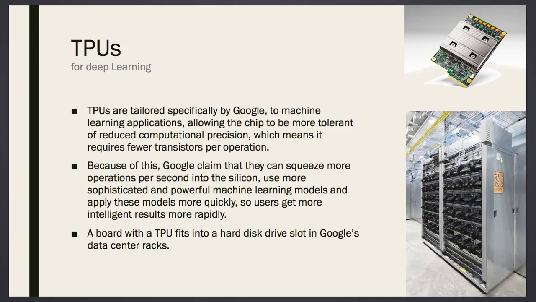So TPUs required fewer transistors per operation, which made them more efficient devices in power and computation. That's why Google claimed that they can sequence more operations per second into a silicon, use more sophisticated and more powerful machine learning models, and do them more quickly using less power.